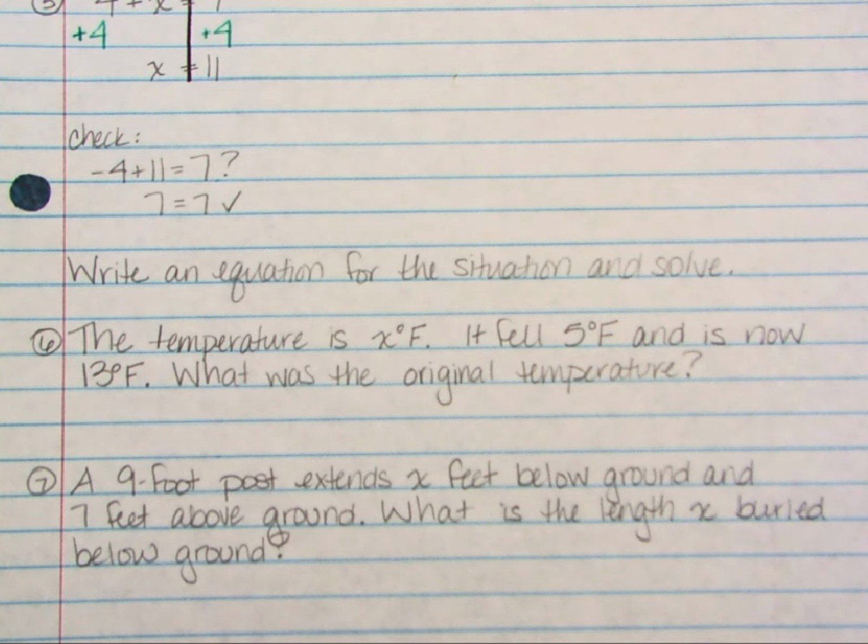And then number 7, a 9-foot post extends x feet below the ground and is 7 feet above the ground. What's the length, x, that's buried below the ground? Again, make sure you write the equation. Don't just give me the answer. I want the equation. I want to see the steps to solve it.